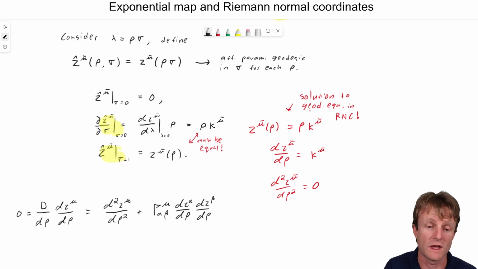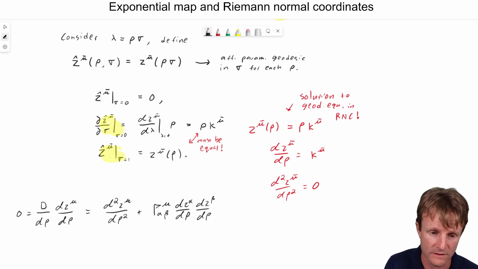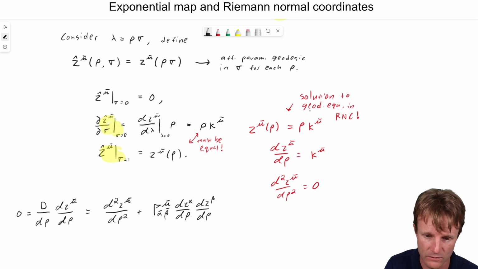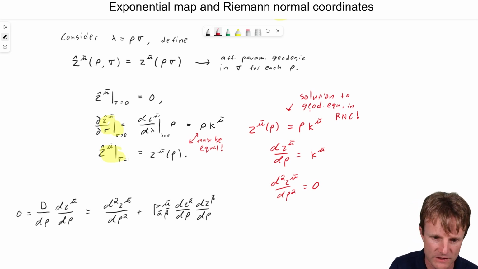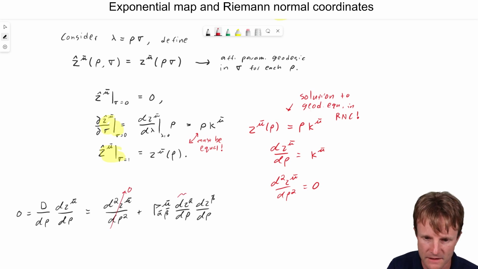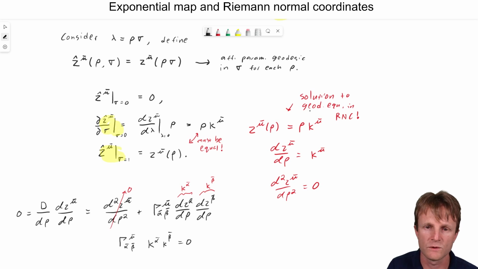And now let's express this in the Riemann normal coordinates. So I can put a bar on the indices. This will hold in any coordinate system, including the Riemann normal coordinates. But now I can use these special properties in red here. This term is just 0. And this one is just k alpha bar. And this one is just k beta bar. And so I've concluded that gamma mu bar alpha bar beta bar k alpha bar k beta bar equals 0.